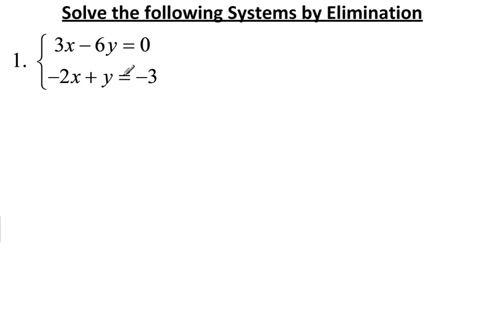If something doesn't eliminate, our goal is to make it eliminate by doing some sort of multiplication. Well, I'm going to choose to eliminate the y's in this case. And I know I can do that. If I multiply the left side and the right side by 6, I'm going to get a new equation. I'm going to get negative 12x plus 6y equals negative 18.